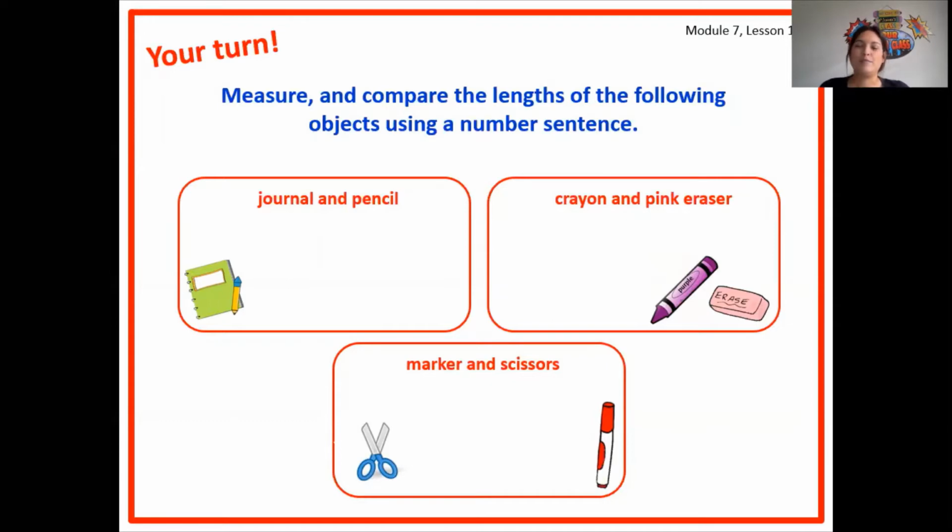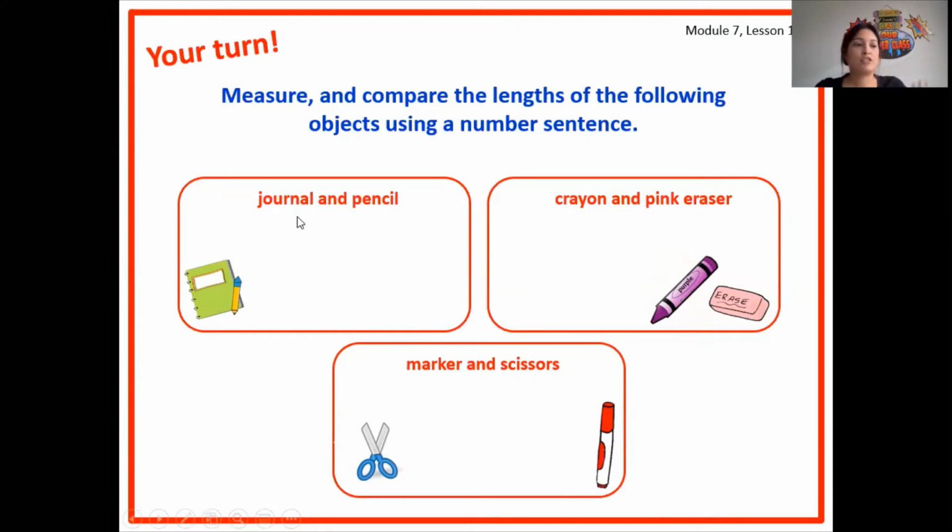I think inches, because centimeters are tiny, so centimeters are good to measure tiny little things. For example, the crayon and the eraser, maybe, right? Or something even smaller than that. So we're gonna measure our journal and our pencil. So this is a we do.